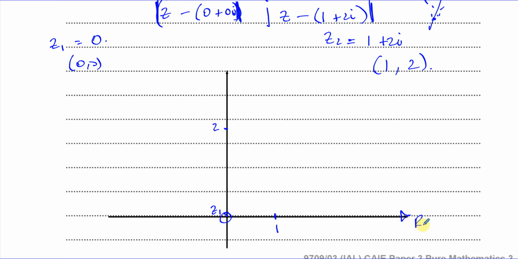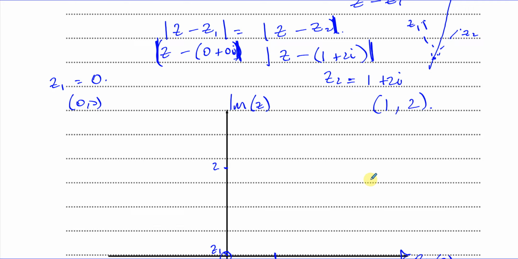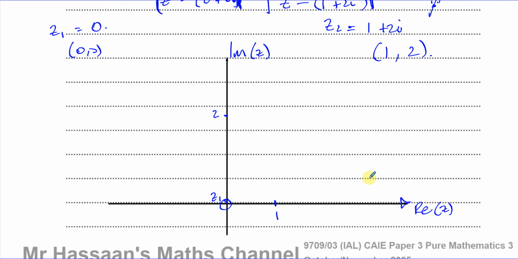This is the real axis, this is the imaginary axis, so just call it the imaginary axis. Okay, the imaginary part of z, and this is the real part of z. Okay, so now we have the point 1, 2, which will be over here.